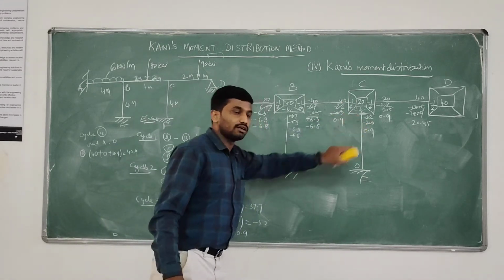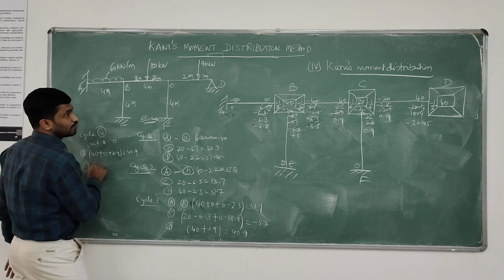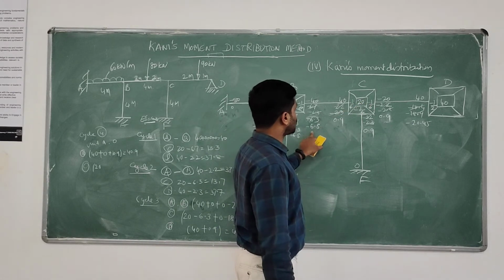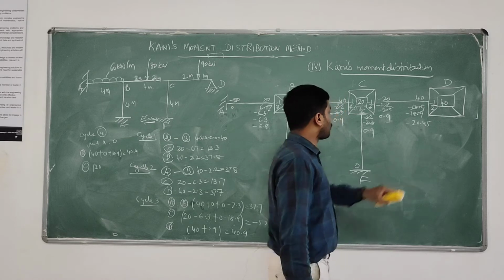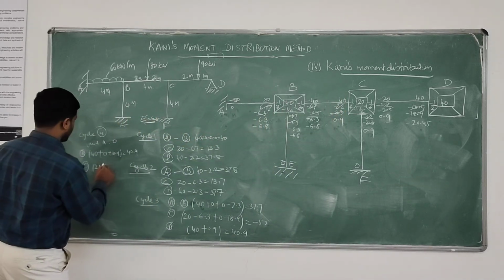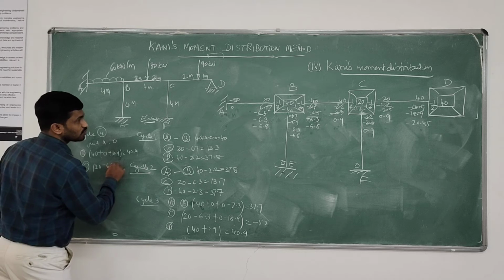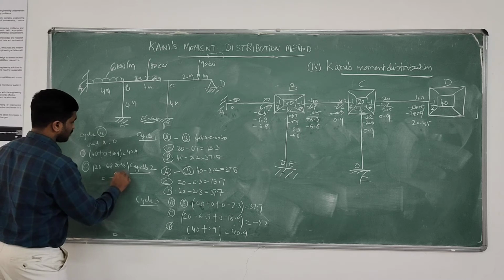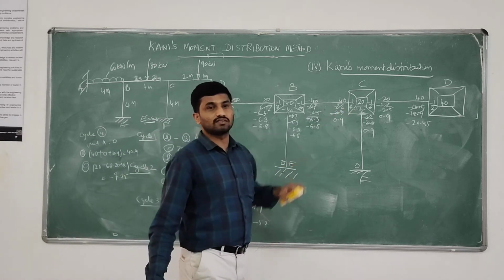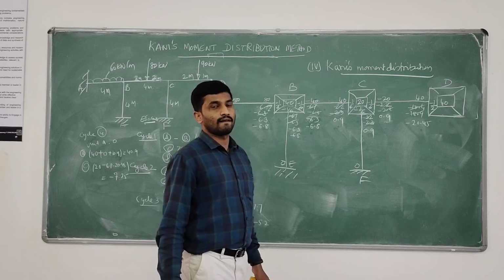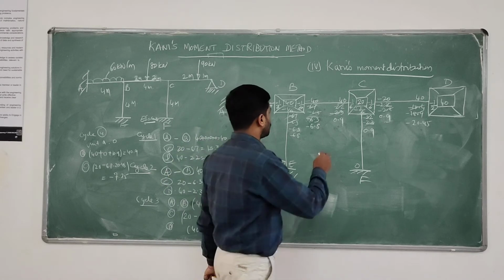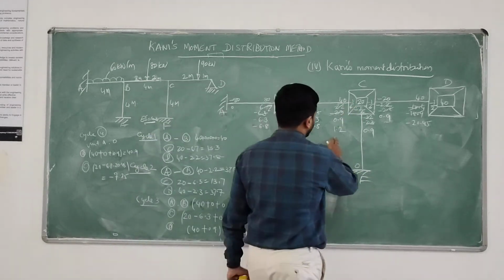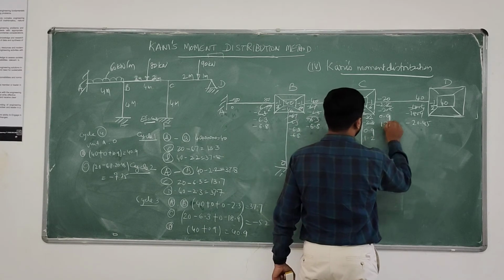Now I come to joint C. When you come to joint C, the net FEM is 20. The far end contributions are 20 minus 6.8 and minus 20.45. How much? Minus 7.25. Minus 7.25 divided by 6 gives 1.20. It is plus 1.20 because minus into minus becomes plus. So 1.2, here also 1.2, here also 1.2.